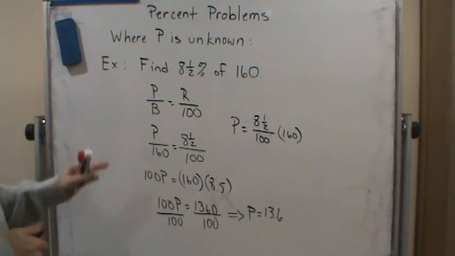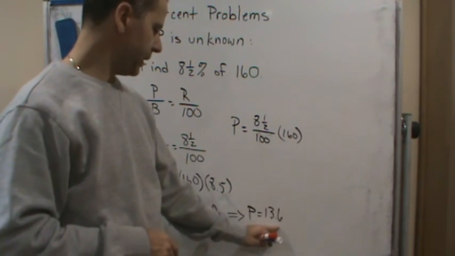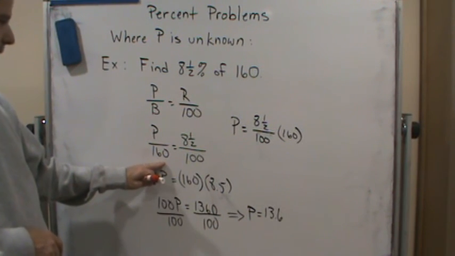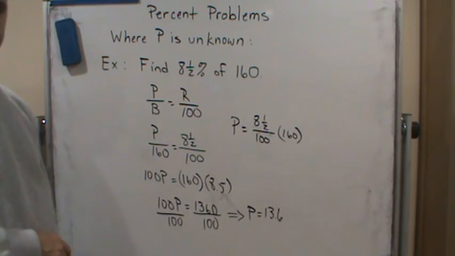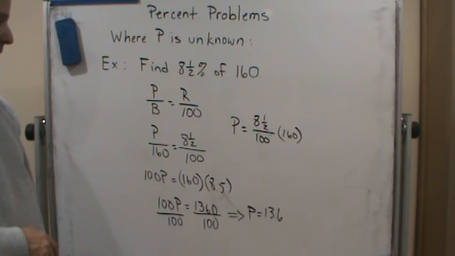But again, make sure you check your answer. Take 13.6, divide it by 160, and see if you get 8.5%.